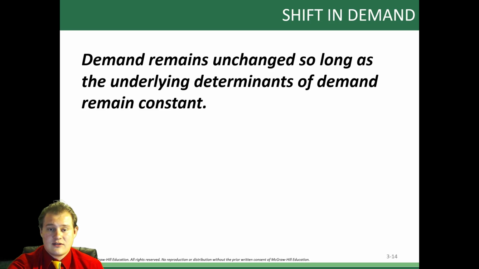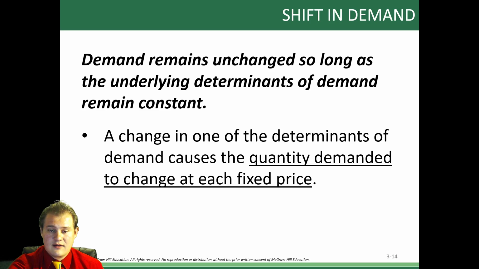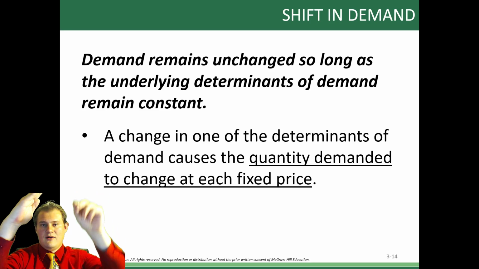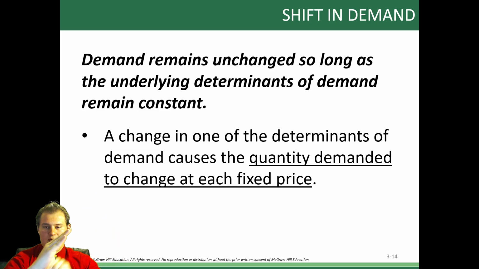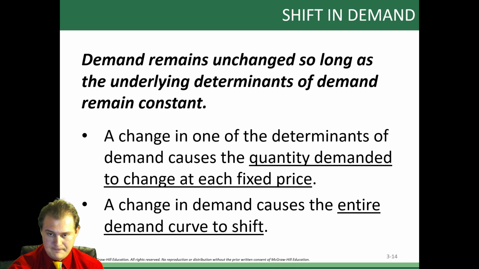Demand remains unchanged so long as the underlying determinants of demand remain constant. A change in one of the determinants of demand causes the quantity demanded to change at each fixed price. Now here they're getting a little bit more specific, saying price is independent over here. We have a demand curve going this way. If I set the price at different levels, I'm just hitting the curve at different points. I'm not moving the curve. I'm just moving along the curve. I'm not changing where the curve's at.